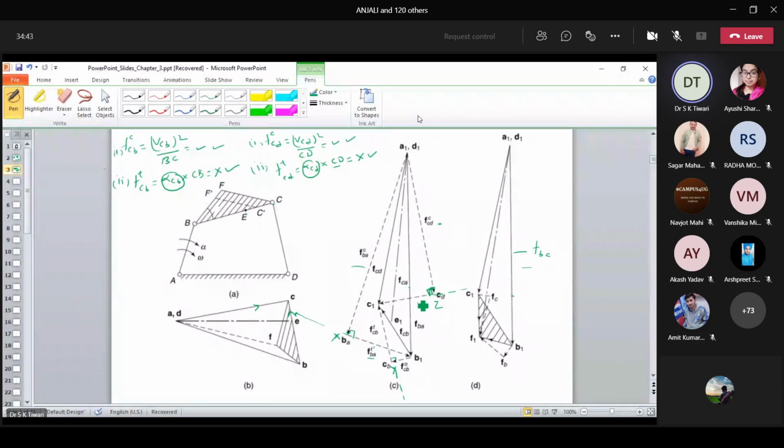But C is only one point, it can't have two different positions. So where these two tangential components of acceleration intersect, that will be the position of point C. Got my point? Yes, sir, got it. Where this one and this one intersect, that will be the position of the point C, and on the acceleration image it will be denoted by C1. Look, it has come here. Okay. Yes, sir.